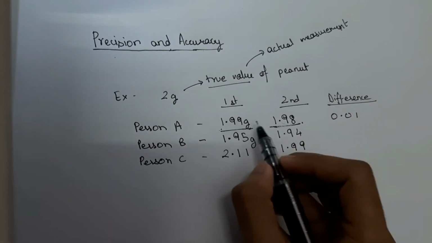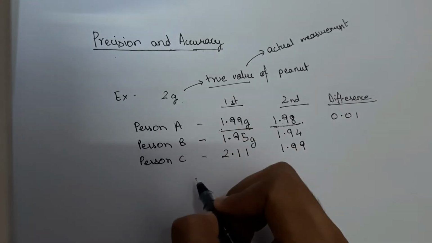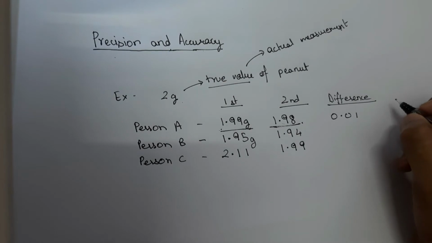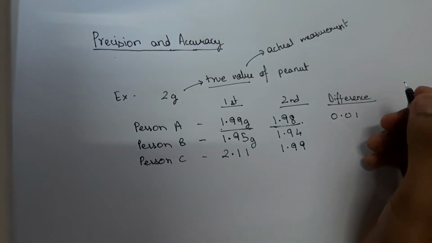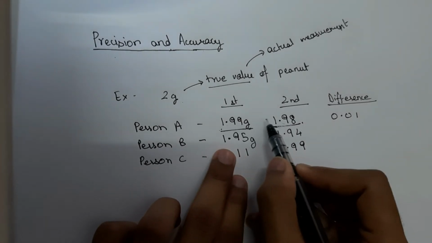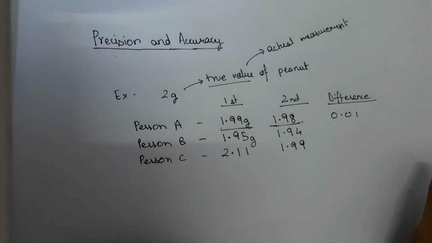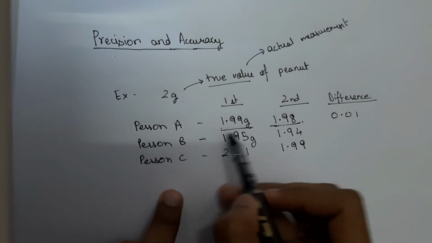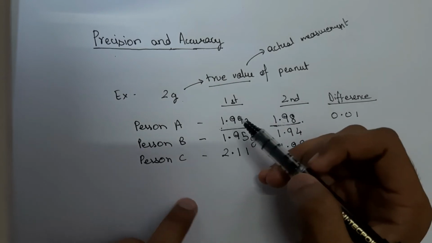And then we can also say that both these measured values are very close to 2 grams, which is the true value of the peanut. They only differ by 0.01 and 0.02. They are very small differences. So we can say that both of these values are also accurate, because accuracy only involves how close we come to the true value while measuring a physical quantity. So person A has both the values as precise and accurate.